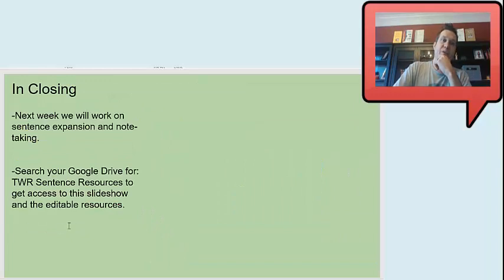So at any rate, in closing, next week we're going to work on sentence level expansions and note-taking. You can search your Google Drive for the information I just shared here, TWR Sentence Resources. That's going to be in your shared drive.